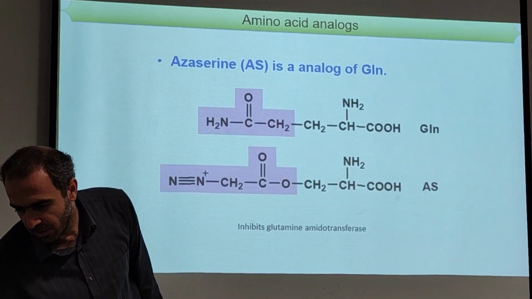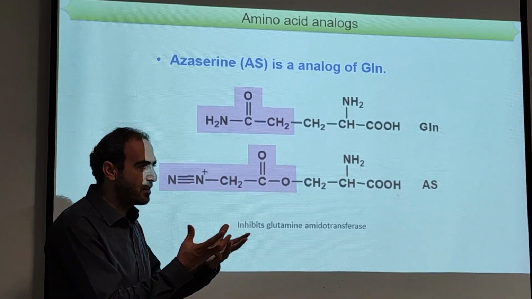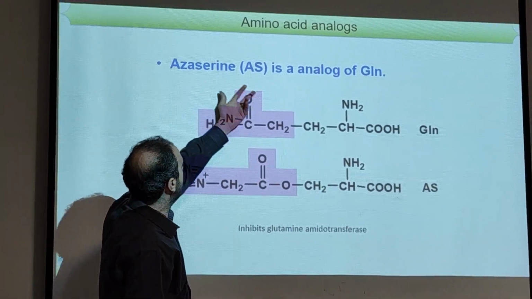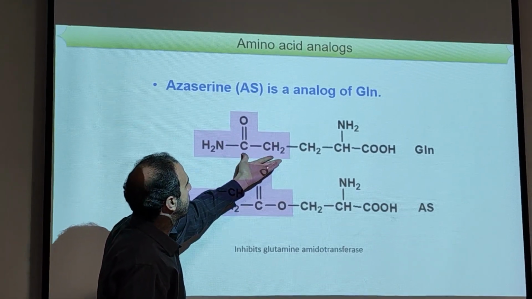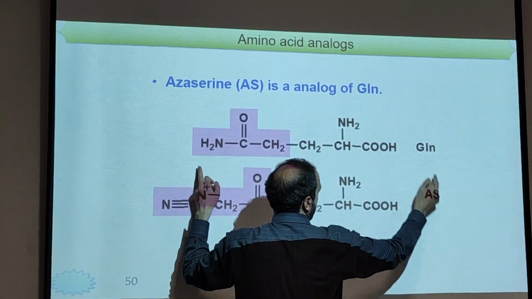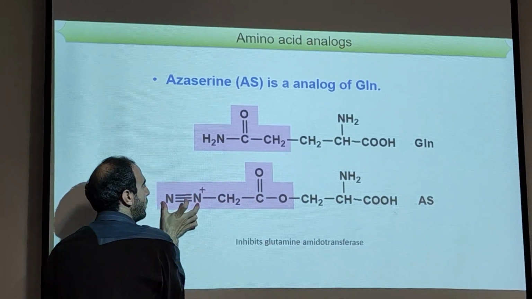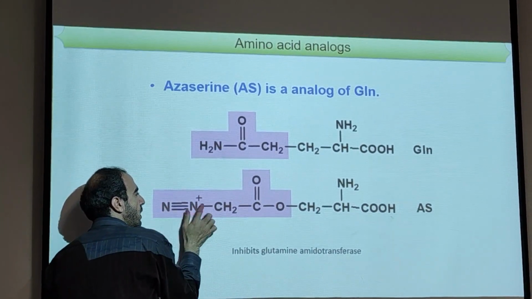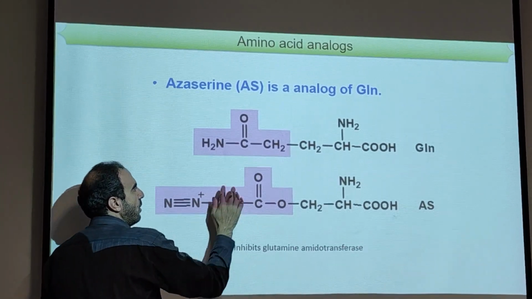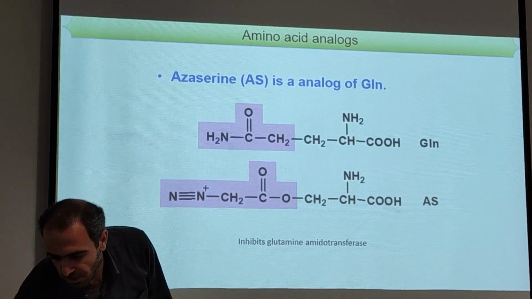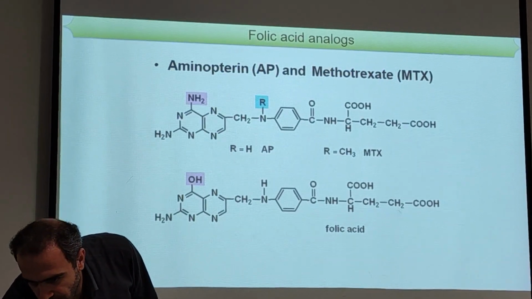All of them are like that. Related to their structure, you don't need to memorize them, but for example, this is azaserine and this is glutamine. They are so similar to each other, but here we have an acid. So if instead of glutamine we have azaserine, they can inhibit purine and pyrimidine production.